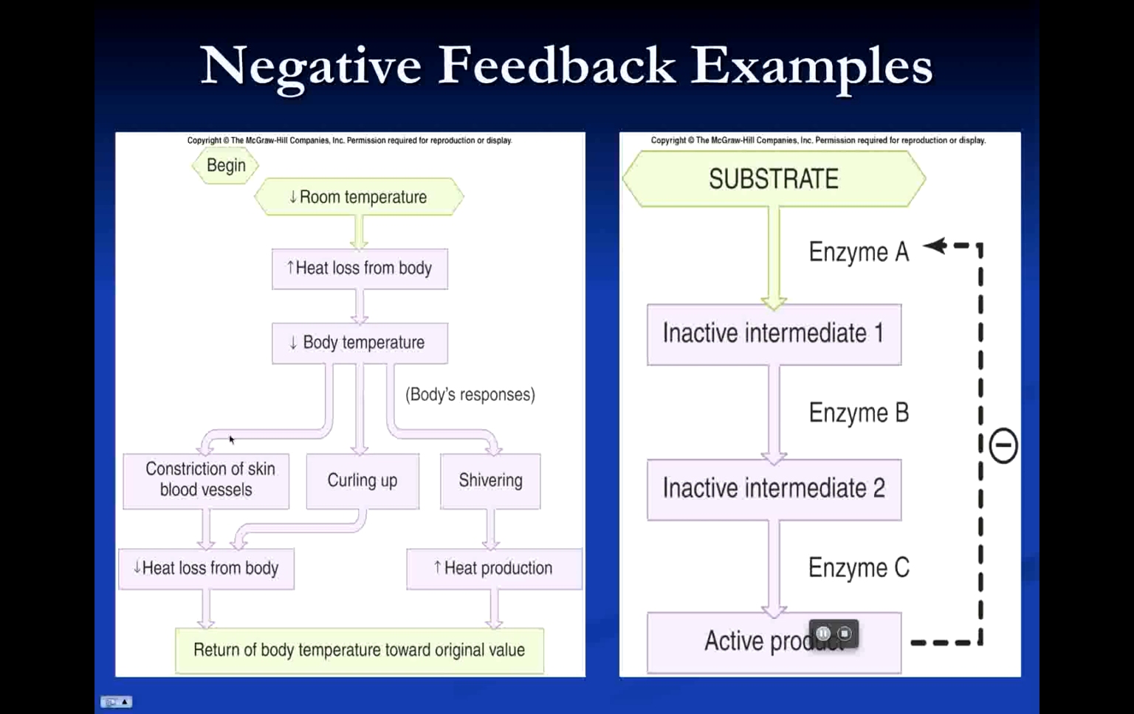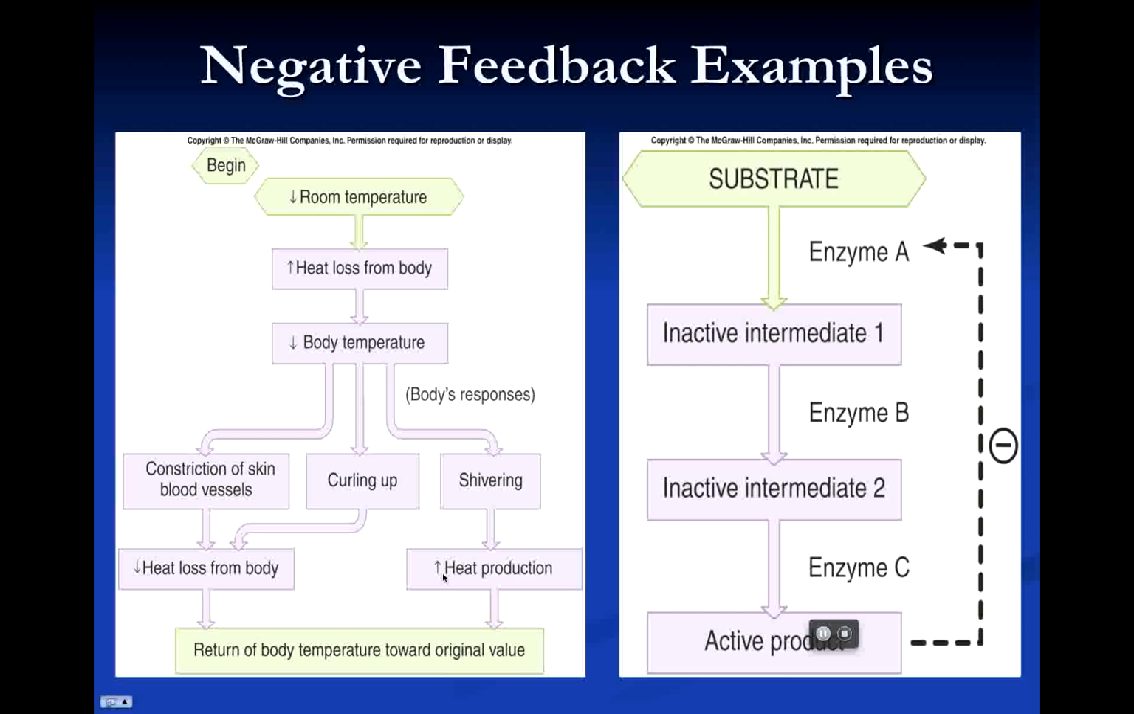If you go reading about negative feedback in the textbook or online or another resource, you'll see the following words: variable, receptor, control center, and effector. Okay, we've talked about these words, we just didn't call them by these names. The variable is whatever you're looking at. Okay, it's body temperature, it's blood glucose, it's whatever you're looking at.